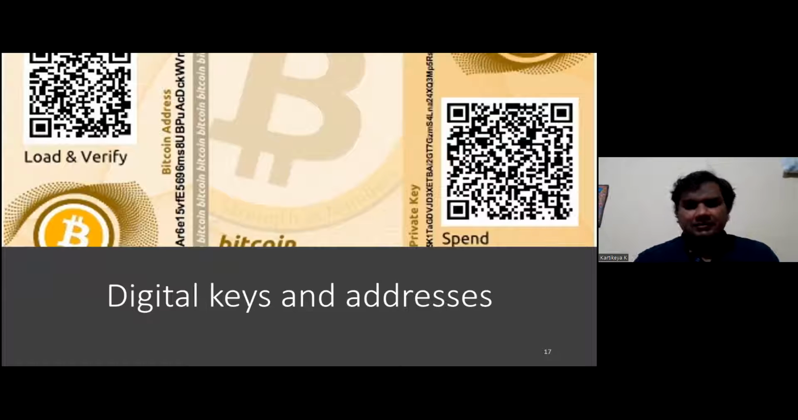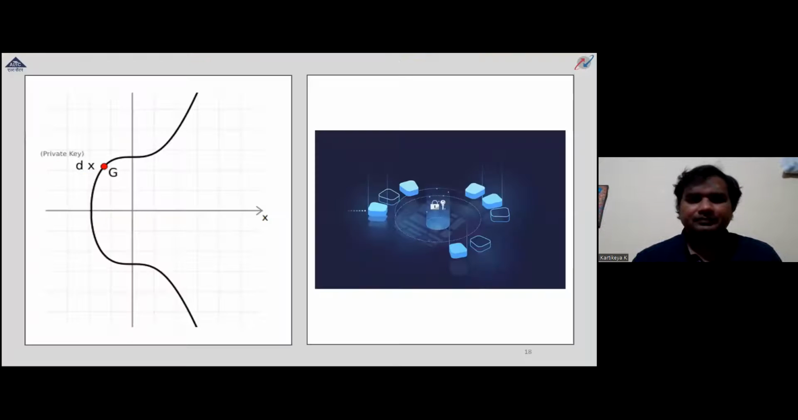Digital keys and addresses. Earlier, we saw that each owner will be having keys, right? That private key. Each private key is a digital key. Actually, the private keys are generated using a curve. This curve is called the ECC curve, the elliptic curve. Using this curve only, these private keys are generated. And we will give the public as input and we'll have the private key for that particular owner.